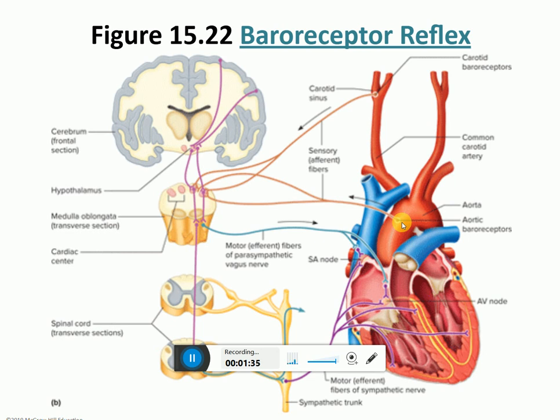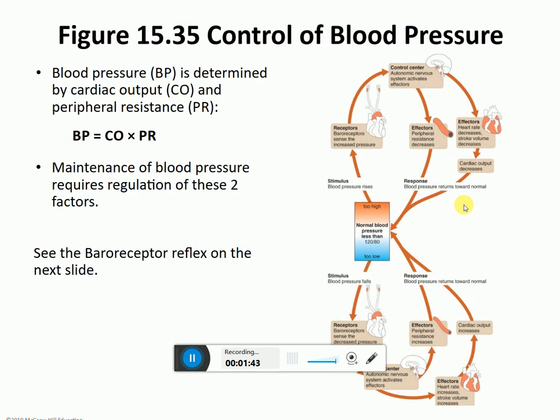So let's take a look at what that reflex could do. Here we'll see that if the blood pressure is too high, the reflex would send impulses to the heart to reduce the heart rate. Okay, so the heart will beat a little bit slower. It would also send impulses to the blood vessels to dilate, and that also assists in lowering the blood pressure. So that would be the response to high blood pressure.